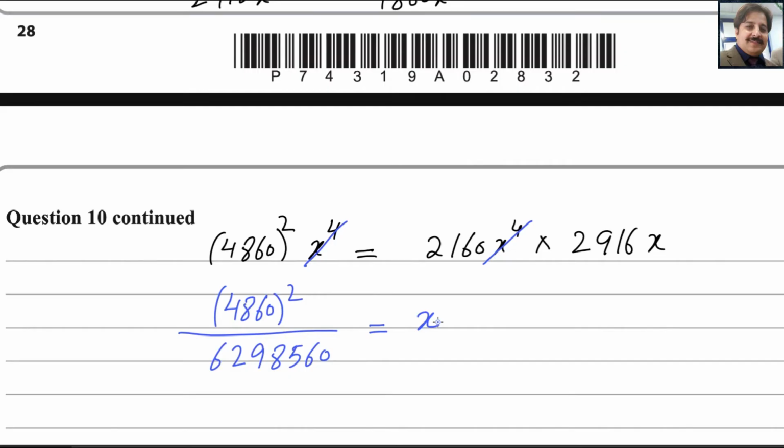4860 square and divide by 62,898,560. We get the answer for x, that is 15/4. Okay, this is the answer for the first part.